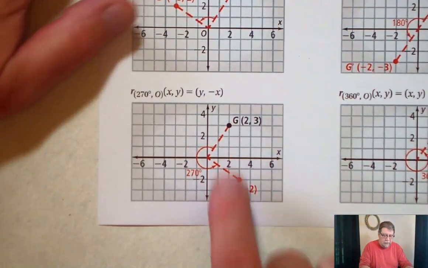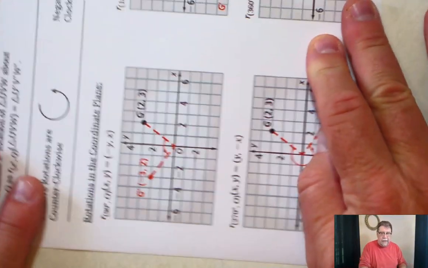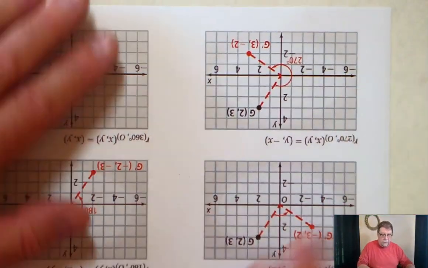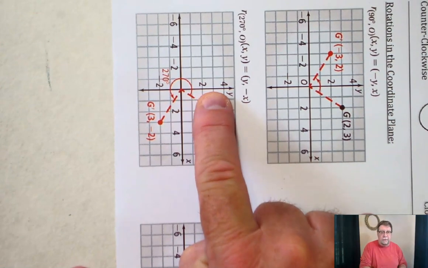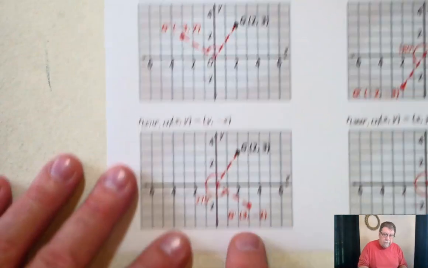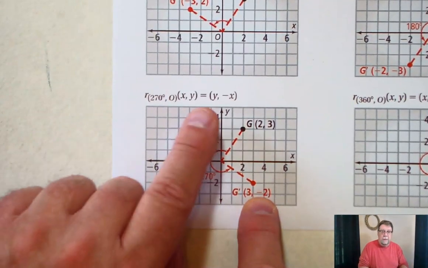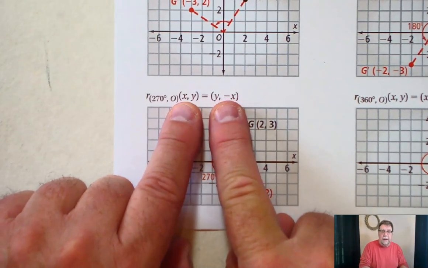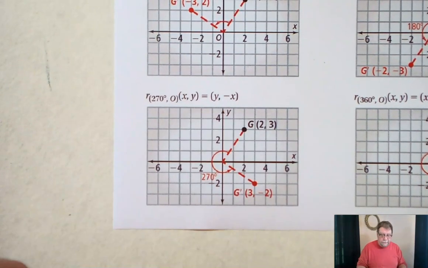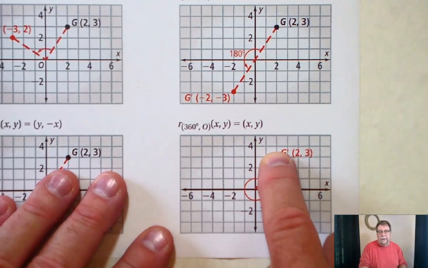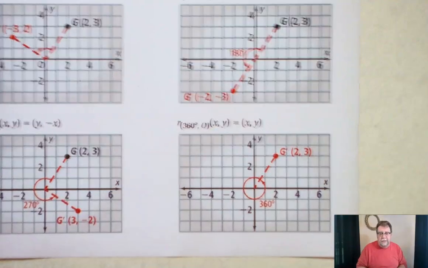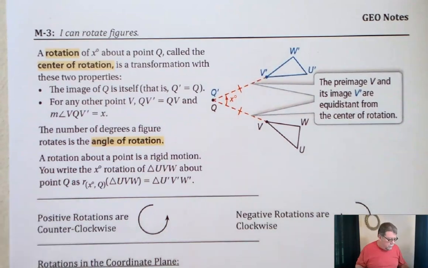270 degrees, this point's going to go 90, 180, 270. You're going to end up right there at 1, 2, 3, comma, negative 2, which takes and switches the X and Y and makes that last one negative. And 360 degrees is simply all the way around, so nothing changes. X, Y stays X, Y. Let's take a look at some examples, and you'll get the idea of how to do a rotation.